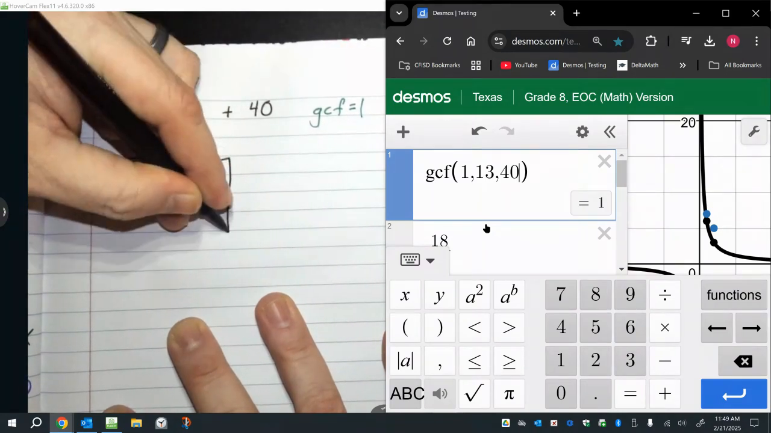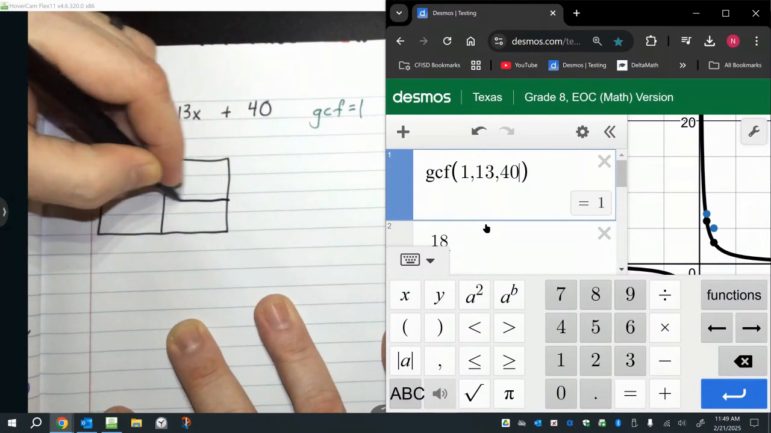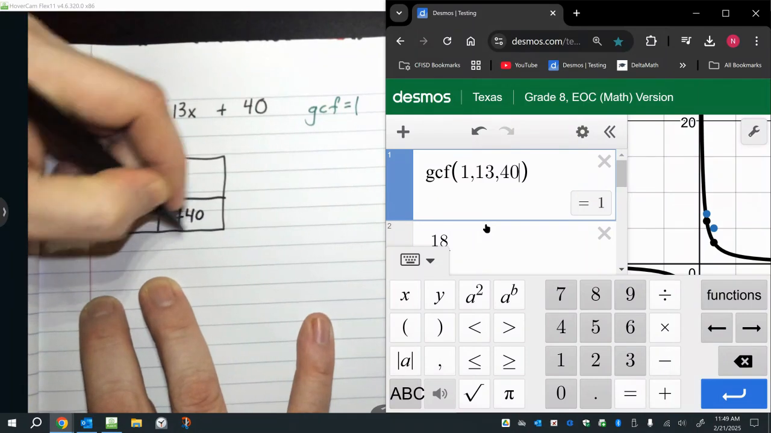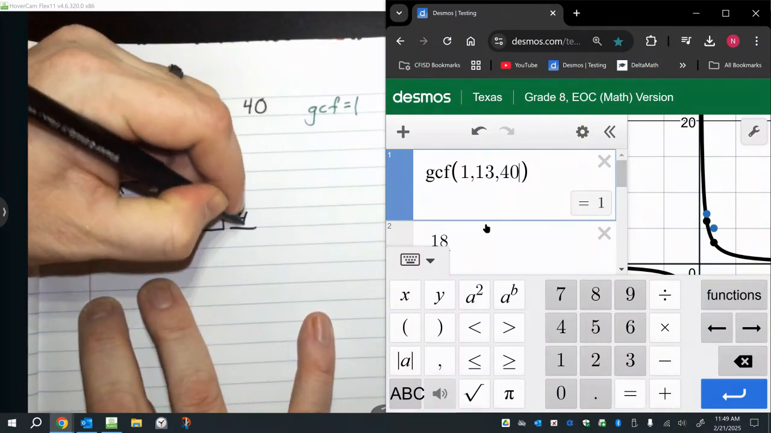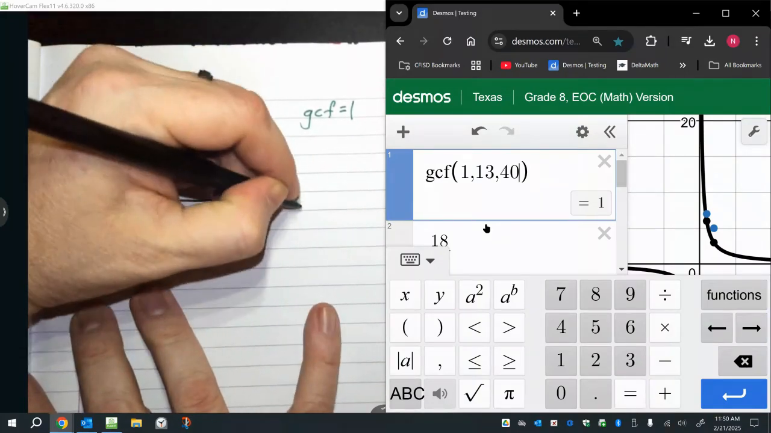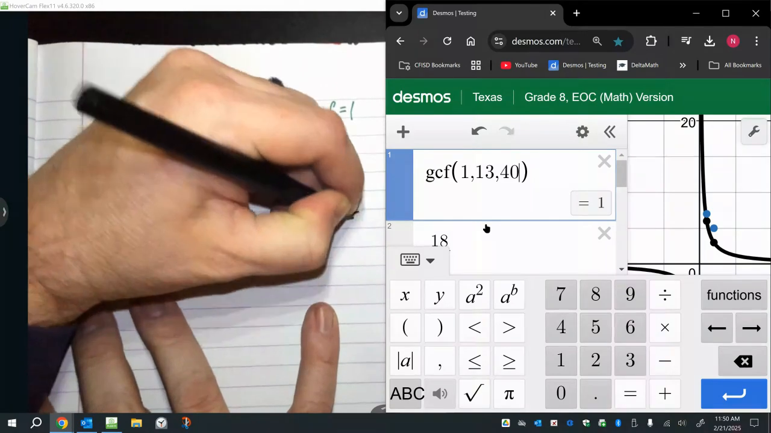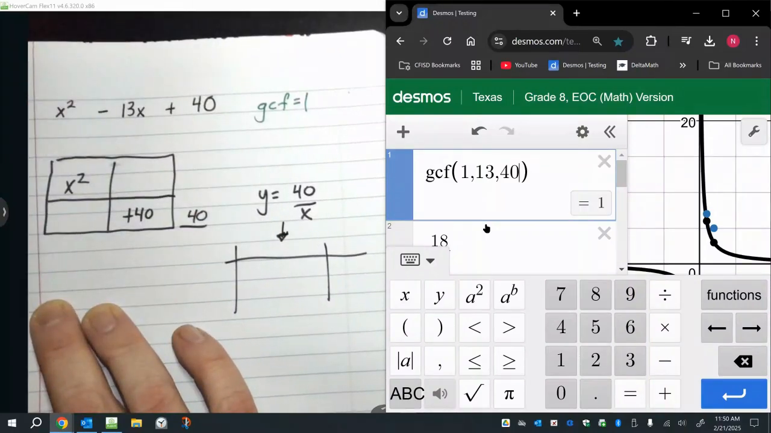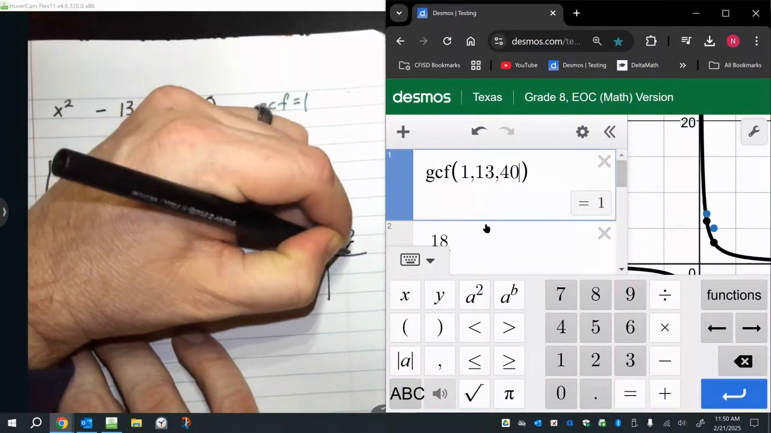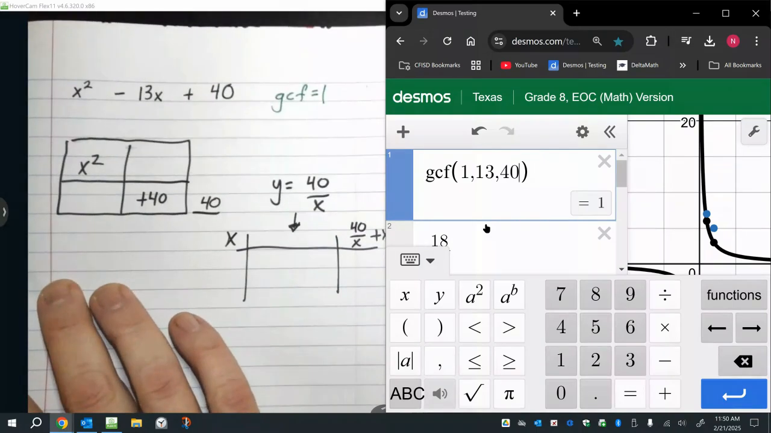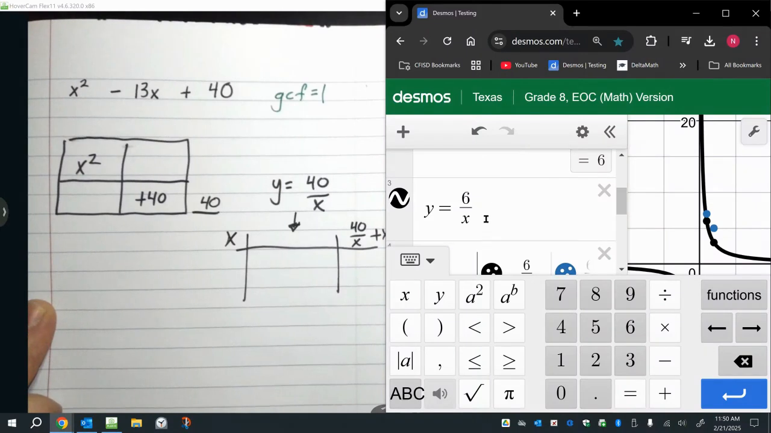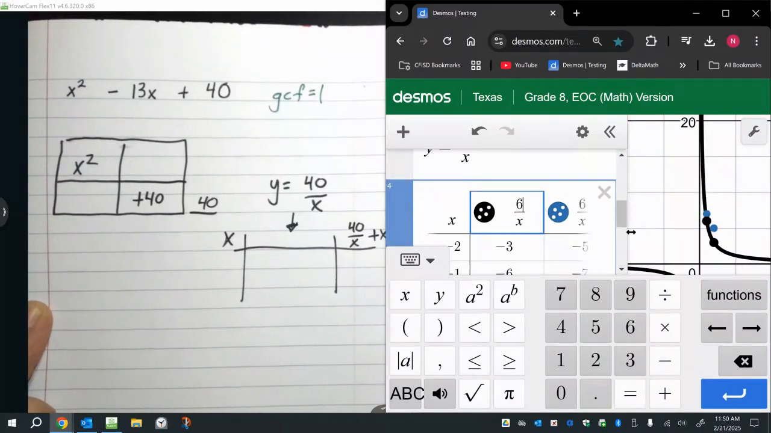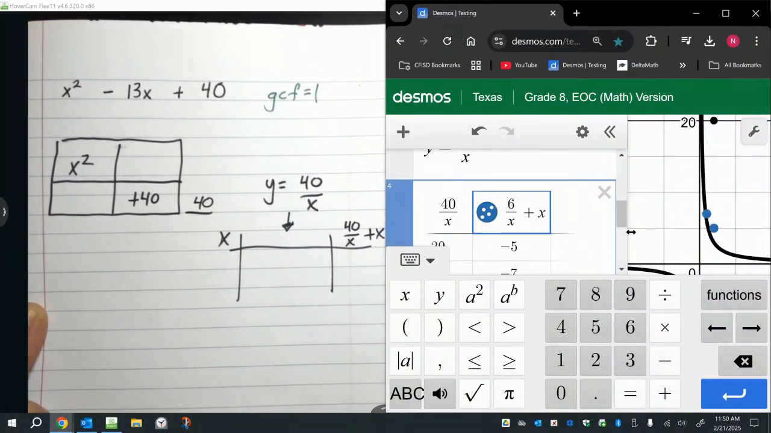So here's what we have. All right, first thing, first box. Last thing, last box. 1 times 40, 40. Y equals 40 divided by x. That goes there. And 40 divided by x plus x goes there. So let's go figure out what we can figure out. Actually, let me just go here and make this a 40. And then go over here and make this a 40.